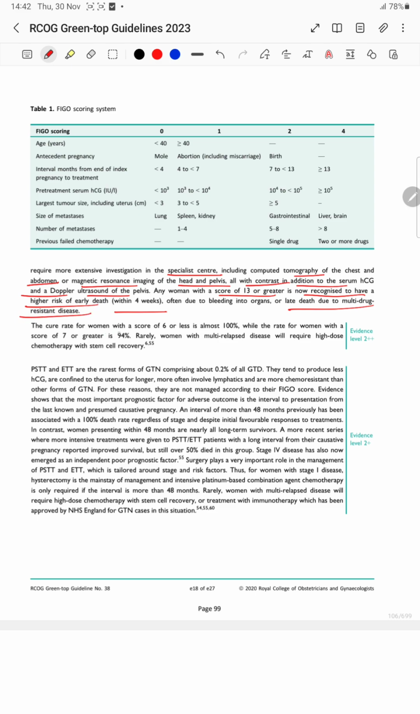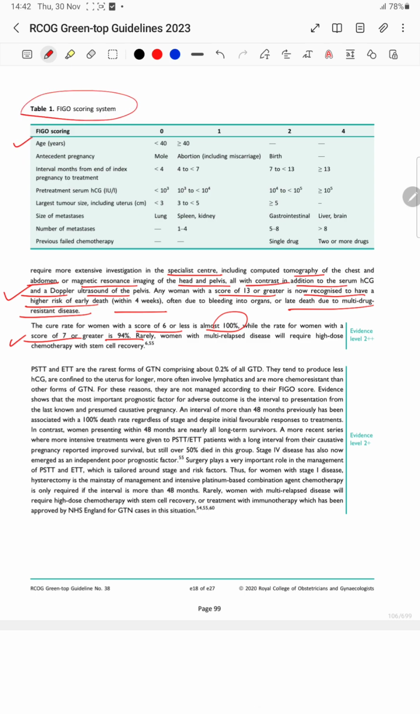The cure rate of women with a score of 6 or less is almost 100%, and the cure rate of women with a score of 7 or greater is 94%. Rarely, women with multi-relapse disease will require high-dose chemotherapy with stem cell recovery. So what is the FIGO scoring system?